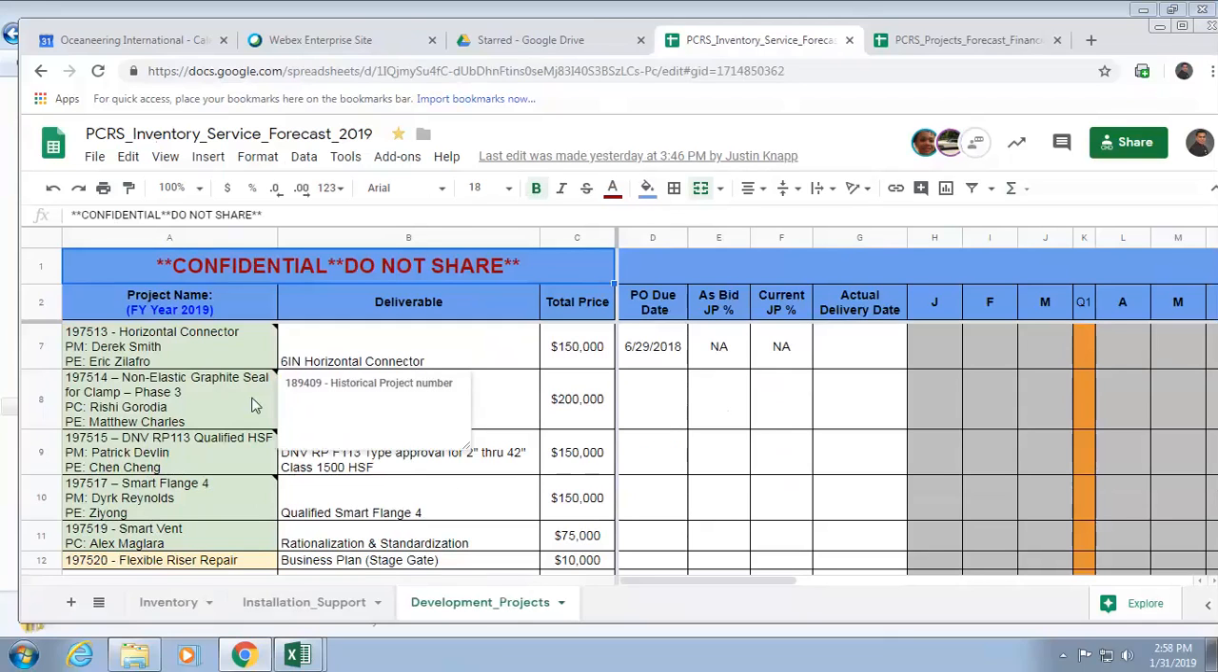When you say exception, you might be preponing it, not postponing. Elastic clamp, graphite seal clamp: again, the same goes for you guys. End of the month, March, first week. DNV RP113.